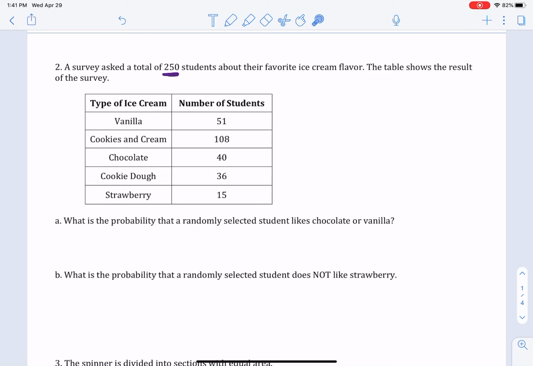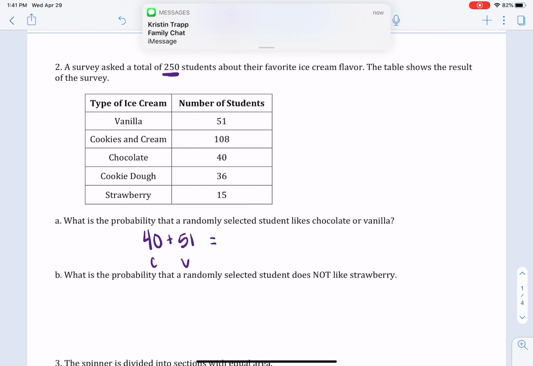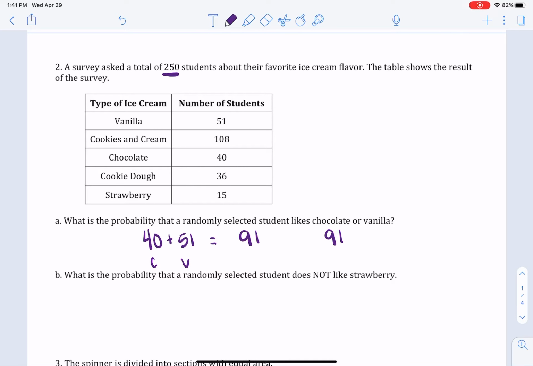So part A says, what is the probability that a randomly selected student likes chocolate or vanilla? Okay, well, for vanilla, there's 51 students that like vanilla and 40 that like chocolate. So let's put those together. So we have our chocolate or vanilla, and that is equal to 91. And because there's 250 students total, we'll say 91 out of 250.